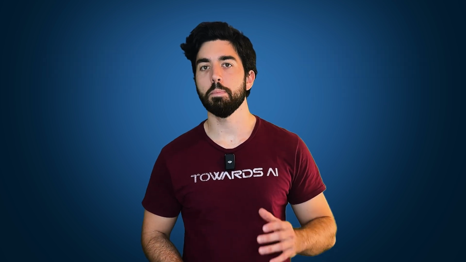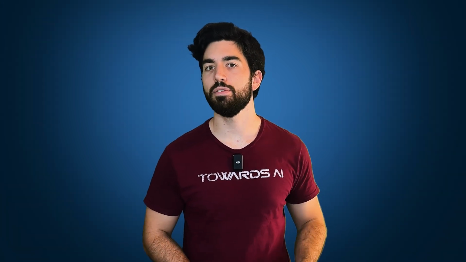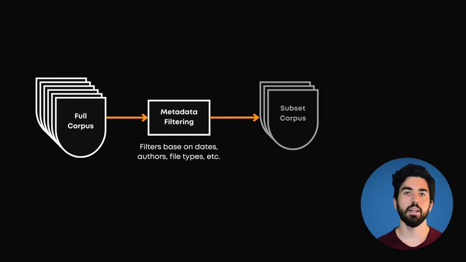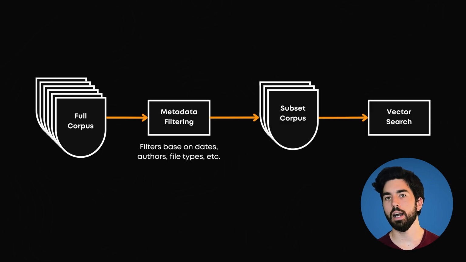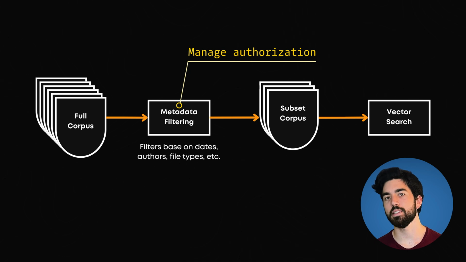First, it has better access control, which is key in any database. In a company, different users need different specific information. Typically, we manage this with metadata filtering. In a regular database, this is straightforward. However, in a vector database, metadata filtering happens first, followed by the vector search. This sequence ensures users access only the information they are authorized to see.